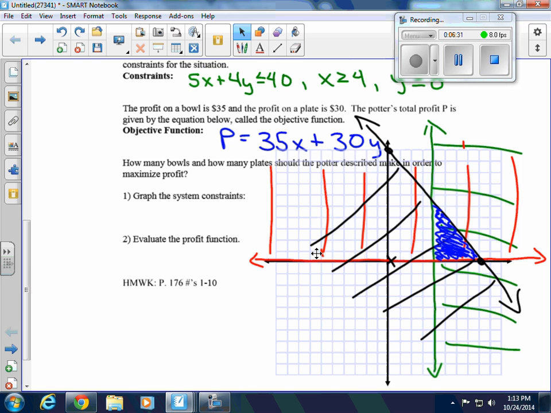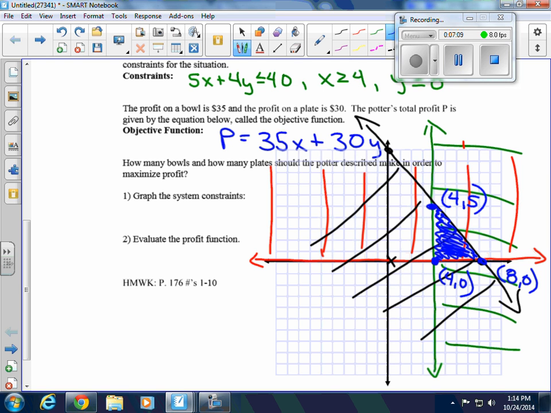Now the difference between doing this and what we did before in section 3.3 is we now have to find the vertices of those 3 points. So this one is 8, 0. This one is 4, 0. And the next one, it looks like it's 4, 5. But we're not 100% sure, so we should check it.